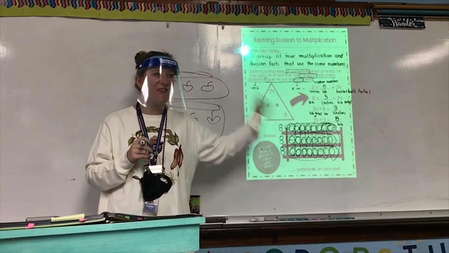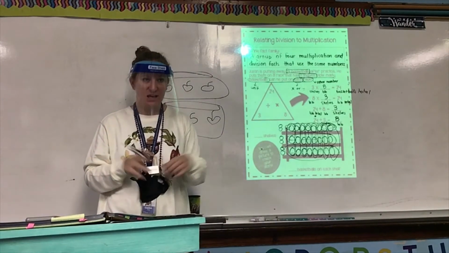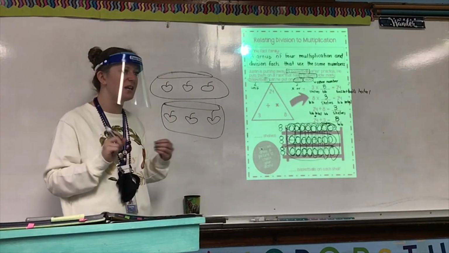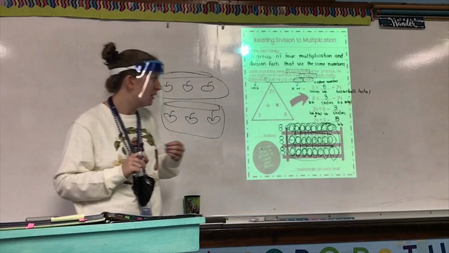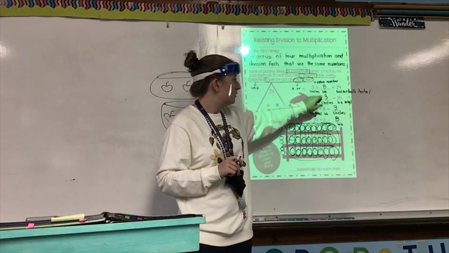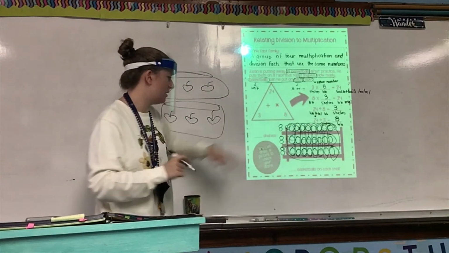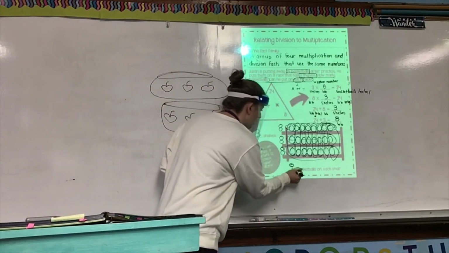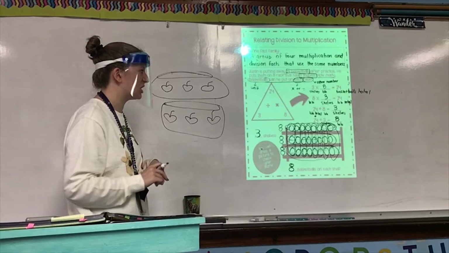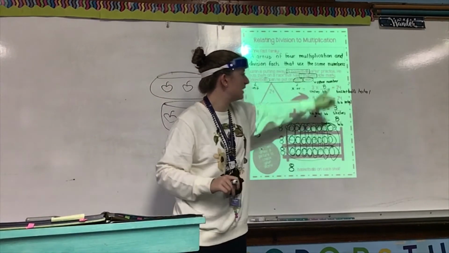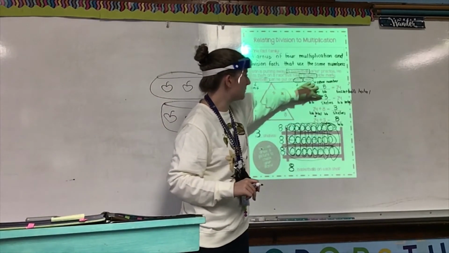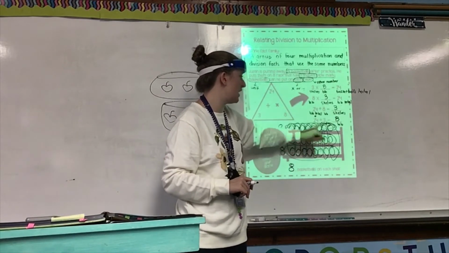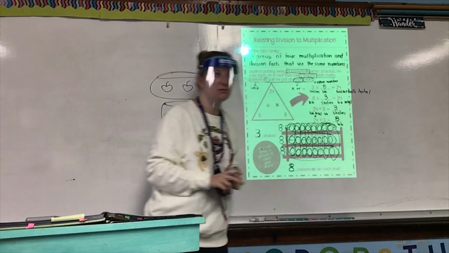That is a fact family. And that's what we're going to be talking about today, because division and multiplication are related because they're opposite. And we'll see some more of that. So there are 3 shelves, and there are 8 basketballs on each shelf. 3 times 8 equals 24. 8 times 3 equals 24. 24 divided by 8 equals 3. 24 divided by 3 equals 8.